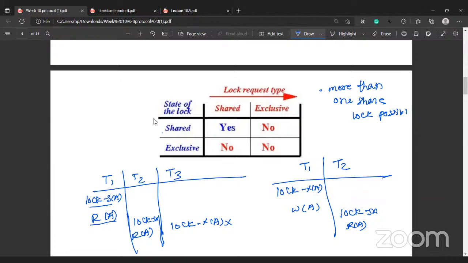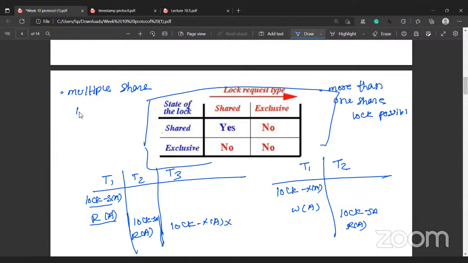So everyone got it, this lock matrix? This is very important. Yes, sir. Okay. So the important point is that multiple shared locks are possible. Multiple shared locks are allowed. Right? So let's see an example.